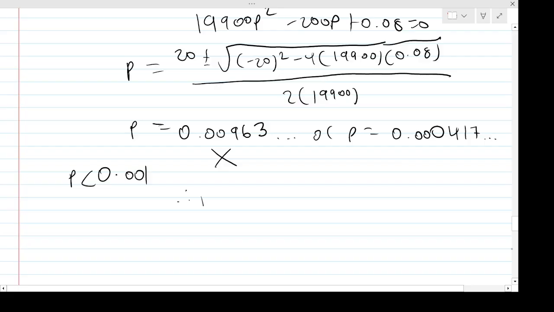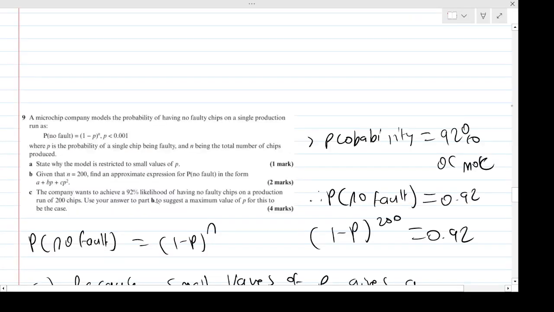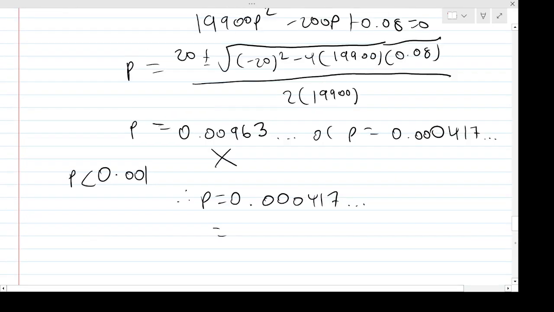So therefore, p is equal to 0.000417, which, does it say to round it to anything? No, so let's round it myself then, which would be 0.0004 to 4 decimal places. Okay, cool.